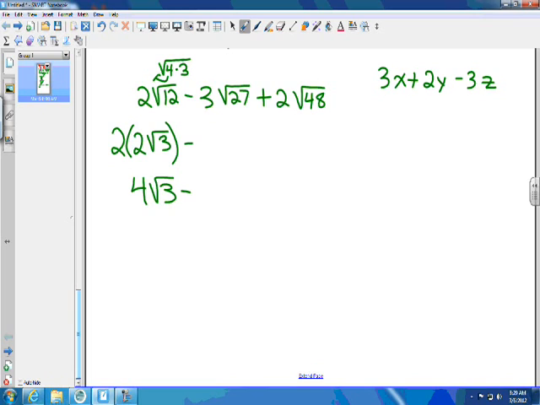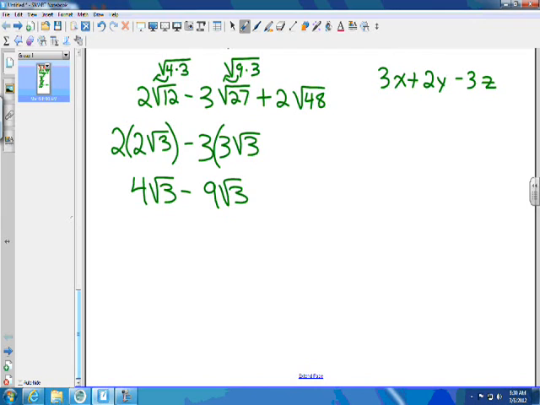So you do the same with 27. Is 27 a perfect square? So what's the biggest perfect square that goes into 27? 9. So you could change that one to 9 times 3. And what's the square root of 9? So you would end up with 3 square root 3, and multiplying those two, you'd have 9 square root 3.